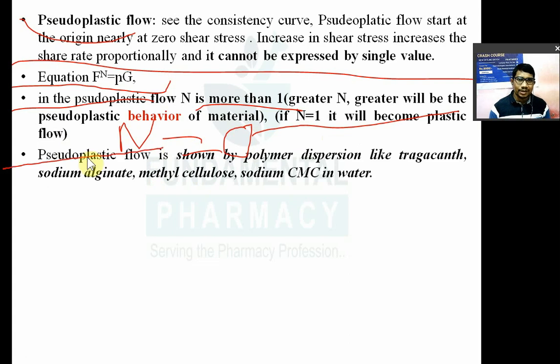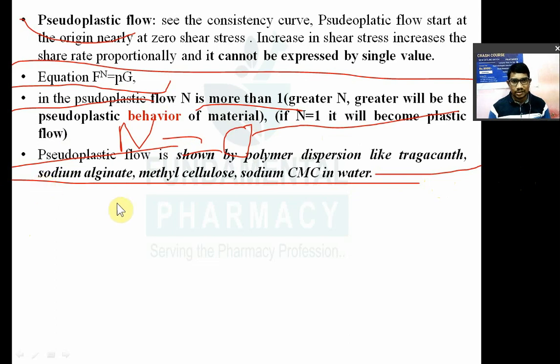Pseudoplastic flow is shown by polymers in polymer dispersions, like dispersions of tragacanth, sodium alginate, methyl cellulose, and sodium carboxymethyl cellulose. Pseudoplastic flow is shown by these materials.